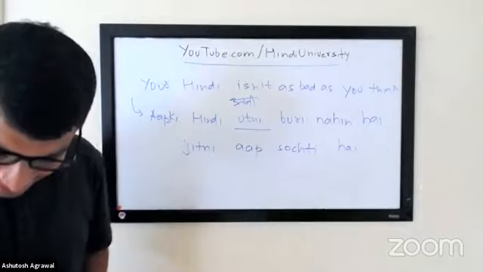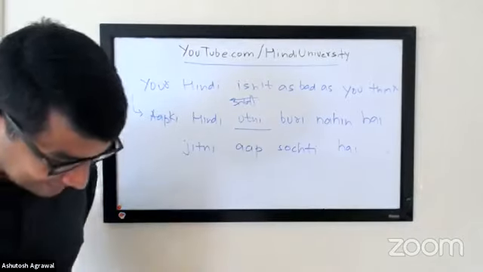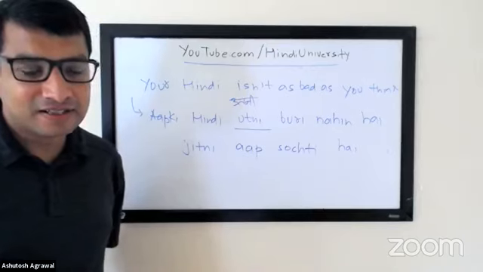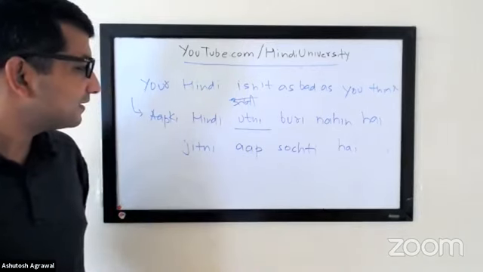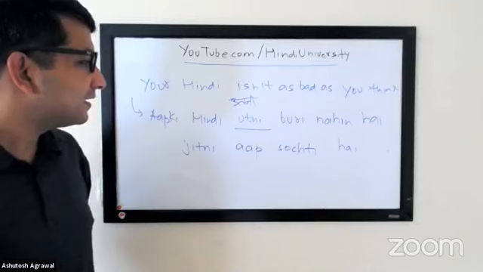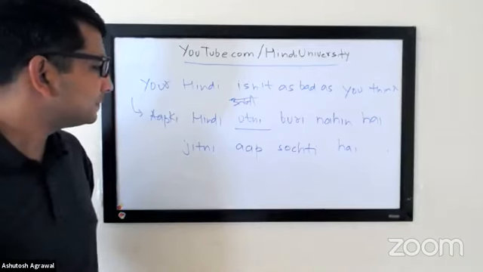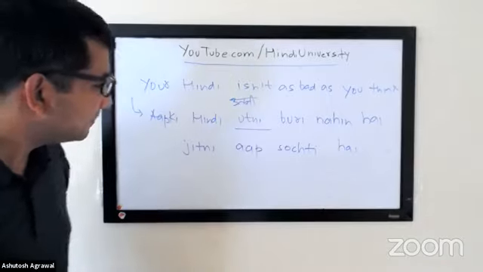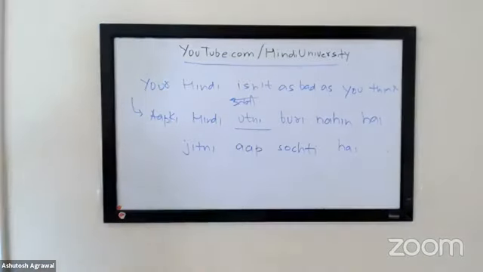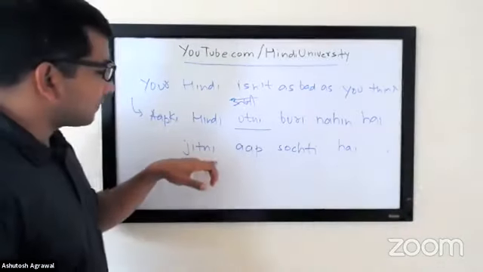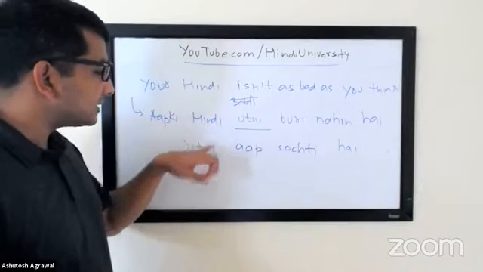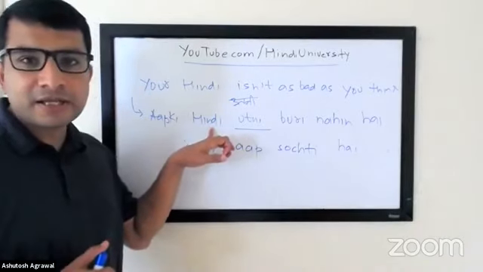Anyone else? One question, Ashu Ji. In this example, we have utni, which makes sense because Hindi is a feminine word, and we're talking about Hindi there. But the jitni aap sochti hai. So jitni, why are we ending with ni and not like na? Because there's no sort of object it's referring to. Or no, in this case, the reference is Hindi, still Hindi. Jitni aap sochti hai.